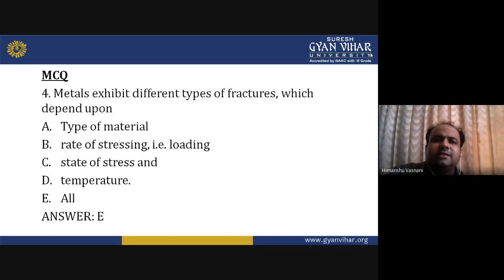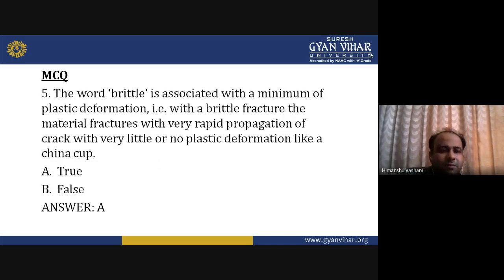So all these kinds of properties of the material we should consider for that. Then the word brittle is associated with minimum plastic deformation, that is, with a brittle fracture, the material fractures with very rapid propagation of crack with very little or no plastic deformation, like china. Is it true or false? It has given you a simple definition of a brittle fracture.